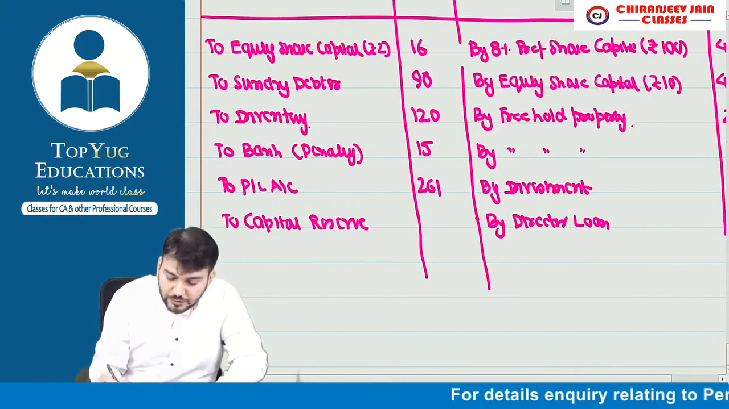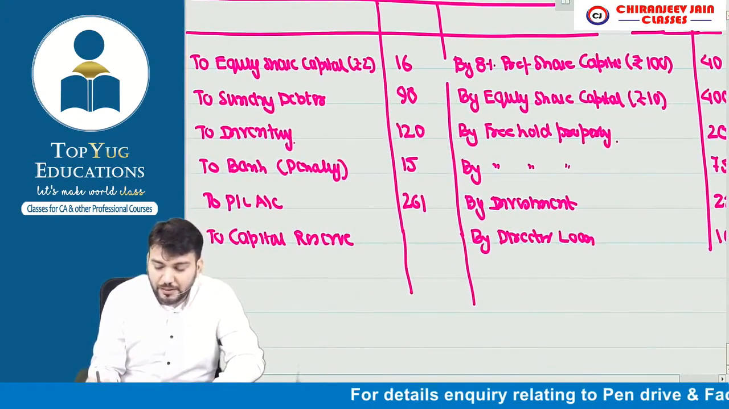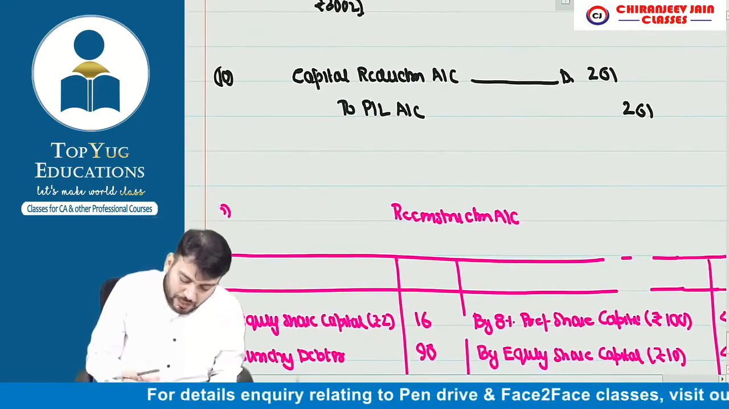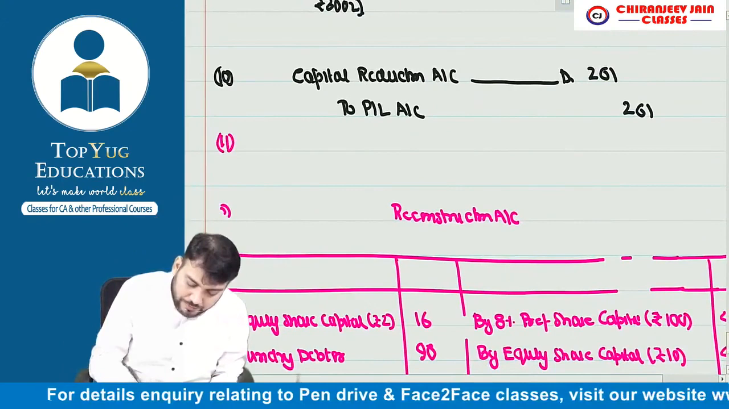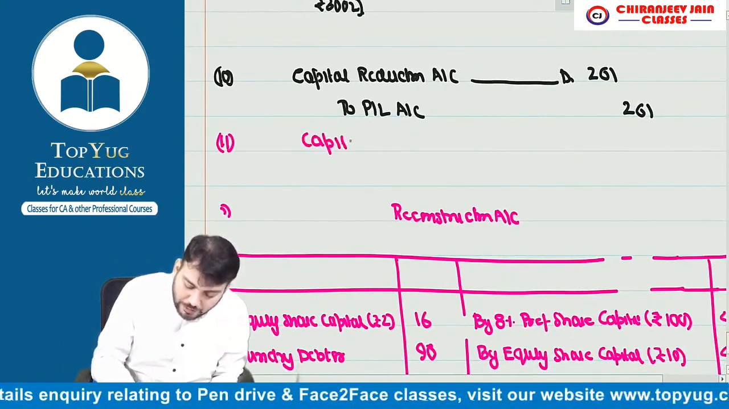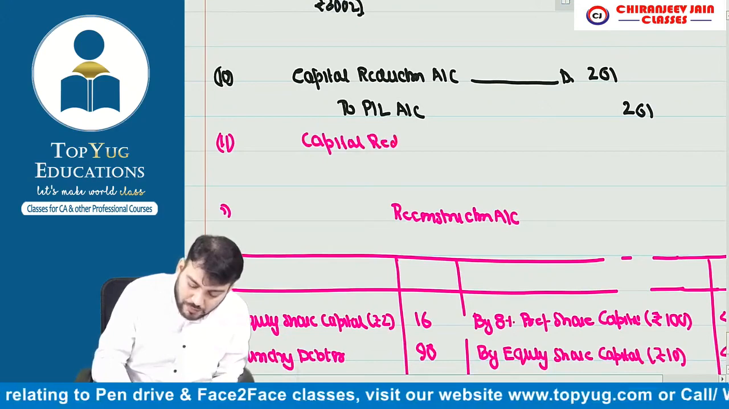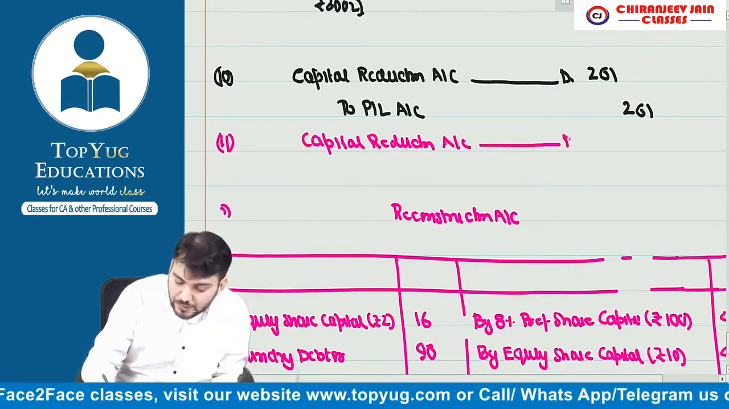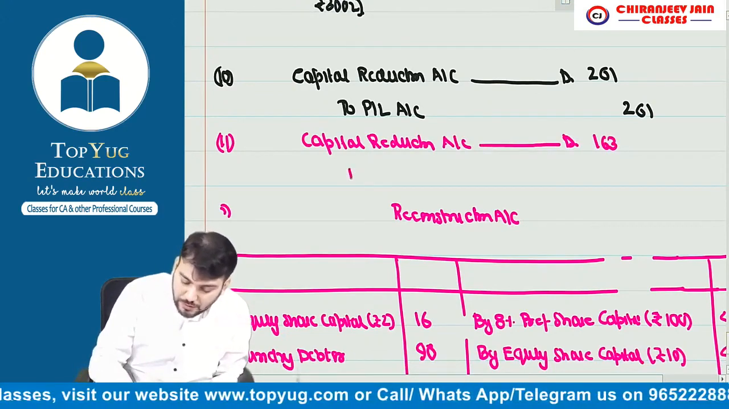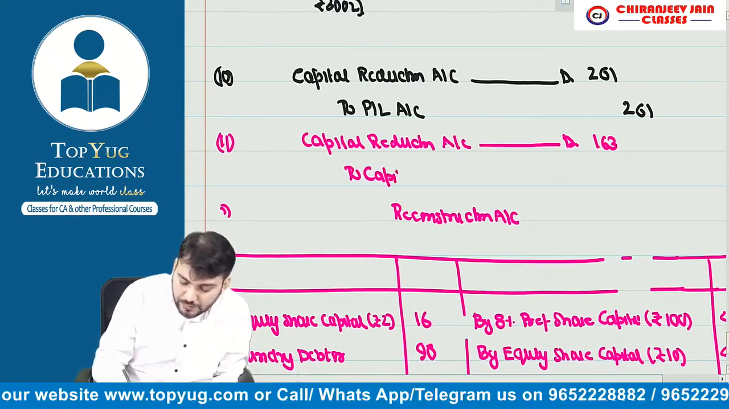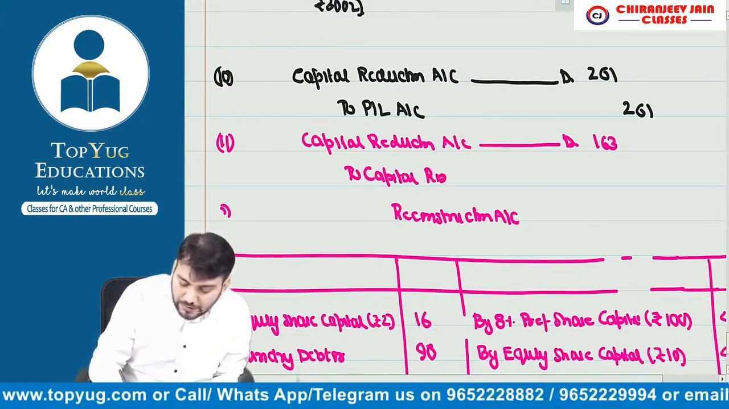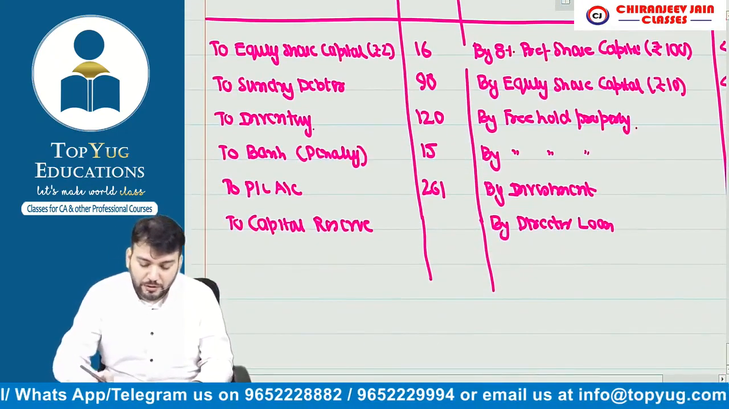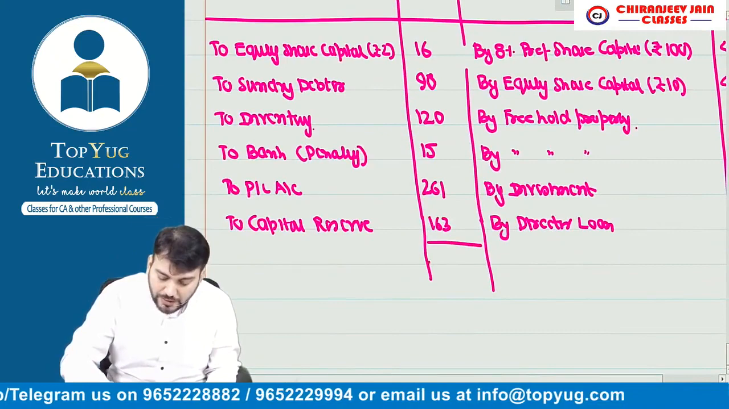Tell me how much surplus, how much to capital reserve. Everyone give me capital reserve. Then we will pass journal entry 11: capital reduction account debit to capital reserve. Can you give me how much capital reserve? It is 163. To capital reserve 163, being surplus transferred to capital reserve. So write 163 here and done.